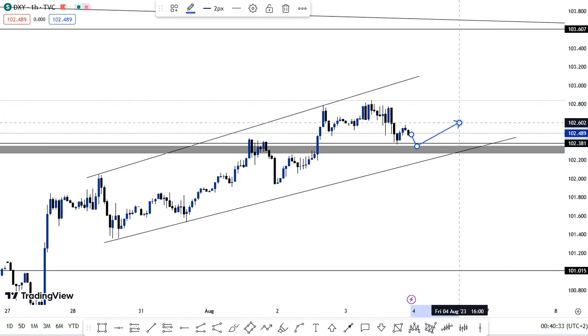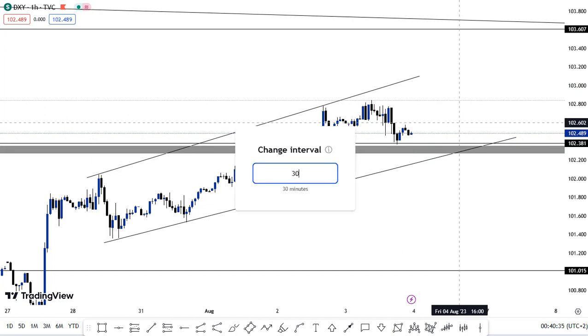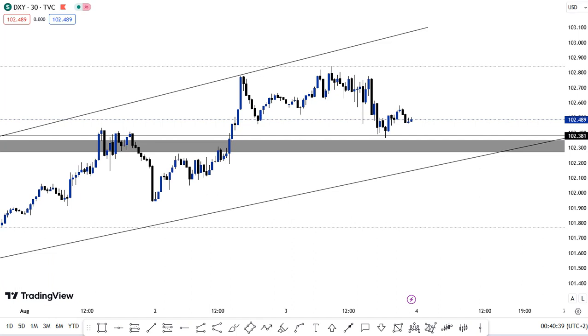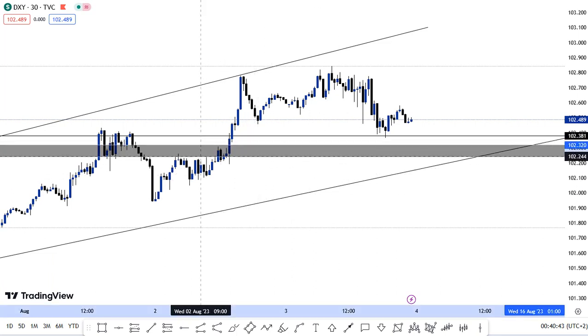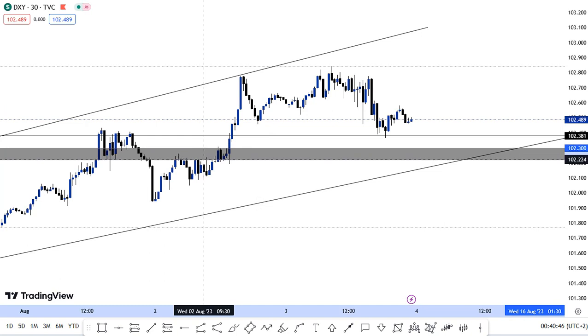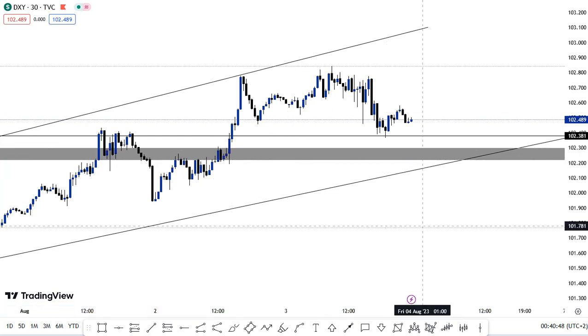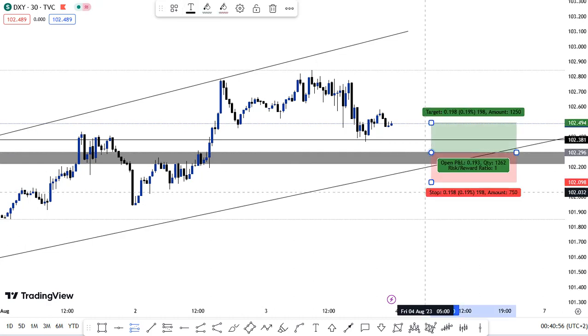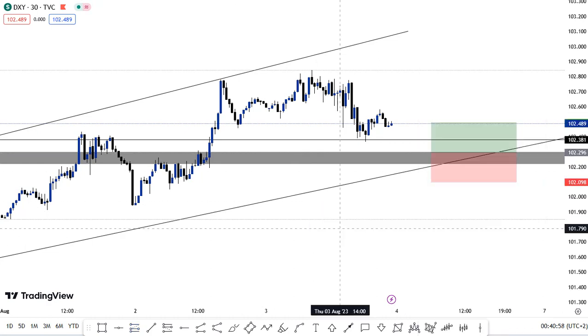So let's go to 30 minutes and see what it is that we have, confirmation or something. I feel like I should adjust these two here. Yeah, it's proper now. So here we will take our buy entries. This is DXY, guys. This is DXY.